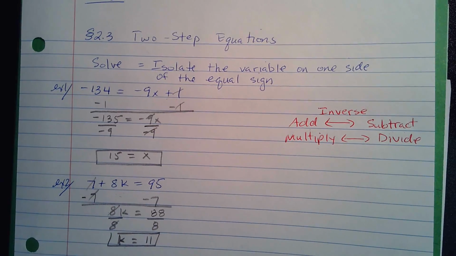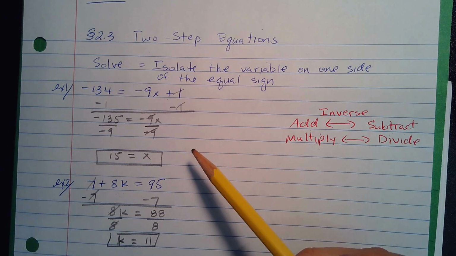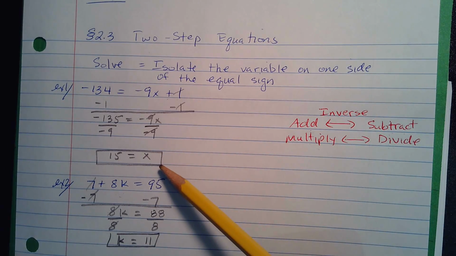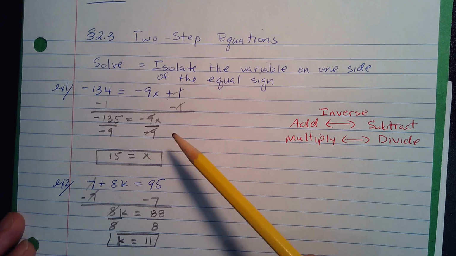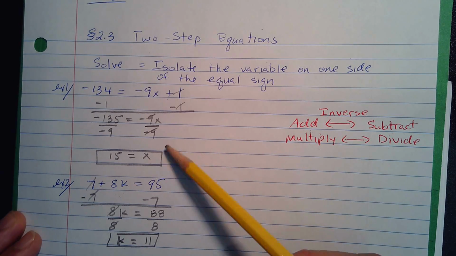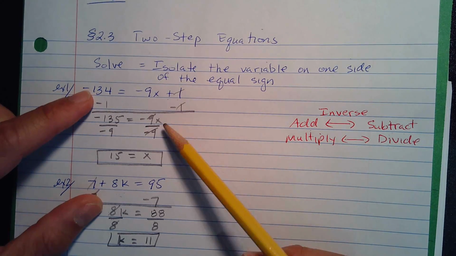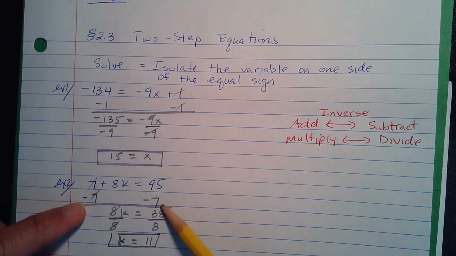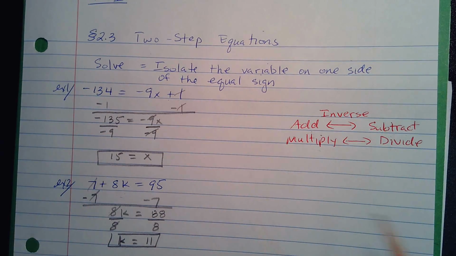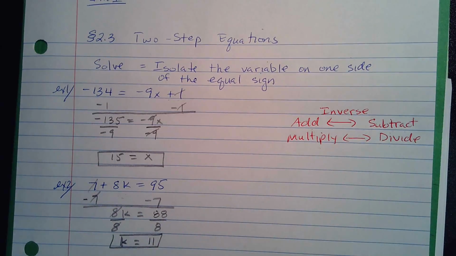K is by itself. So again, in these problems, it's taking two steps to isolate the variable. There's the one step, there's the second step. That's why we call these two-step equations.